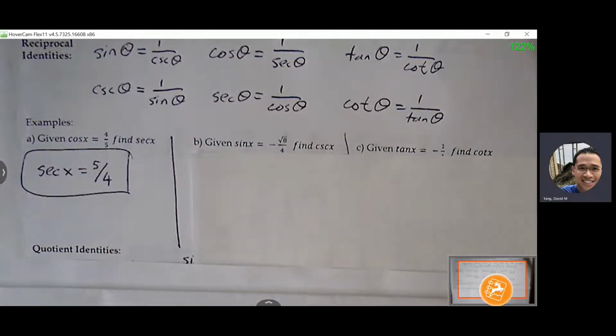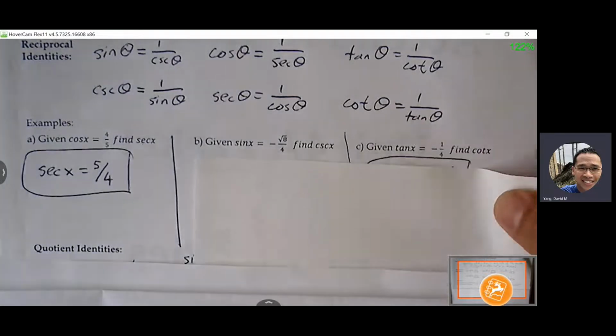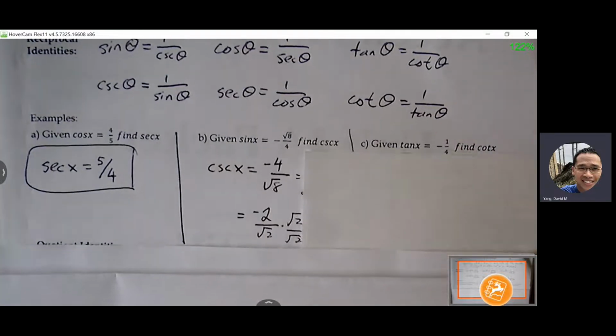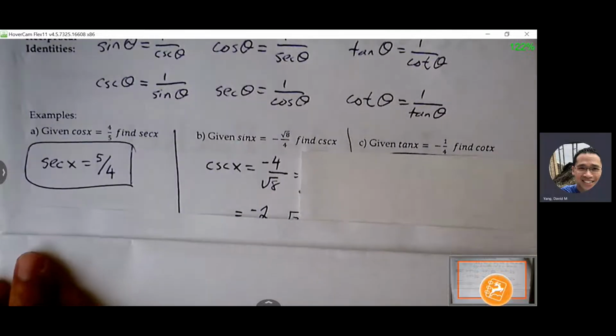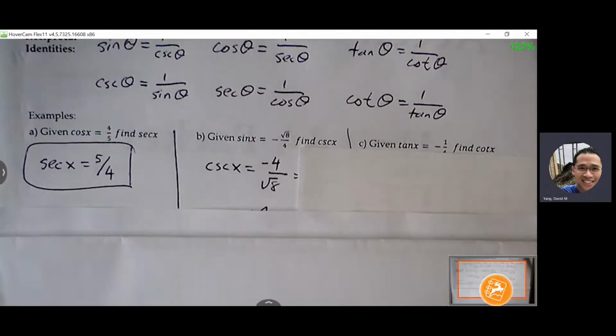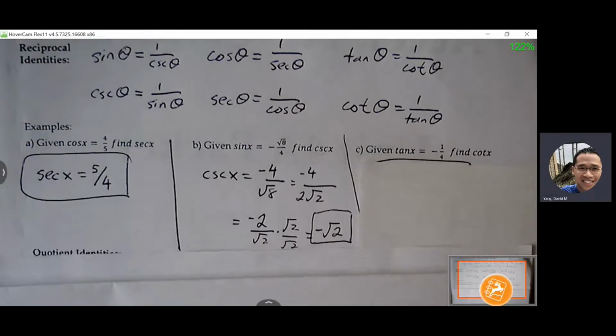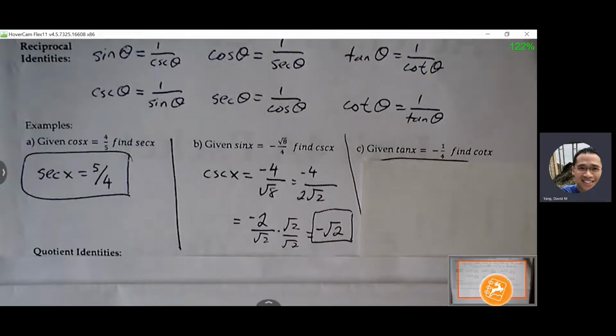Sine of x equals -√8/4. What's cosecant of x? Yeah, -4/√8, but we can clean that √8 up, right? So we can first make it -4/√8, but then we can rationalize the denominator, multiply numerator and denominator by √8, or you can clean up that √8 first, make it 2√2.